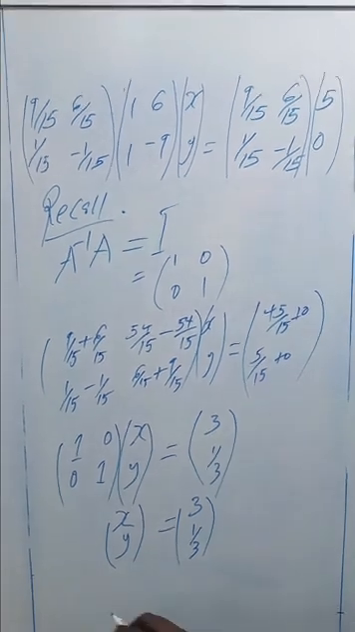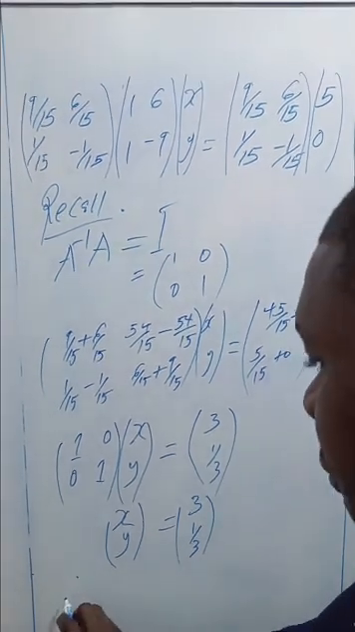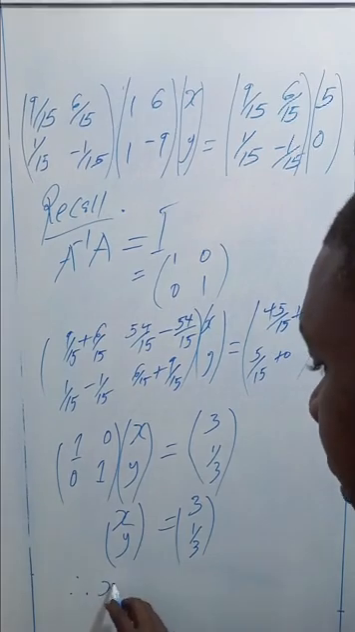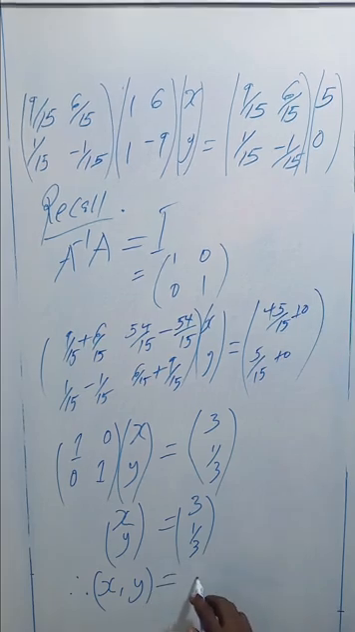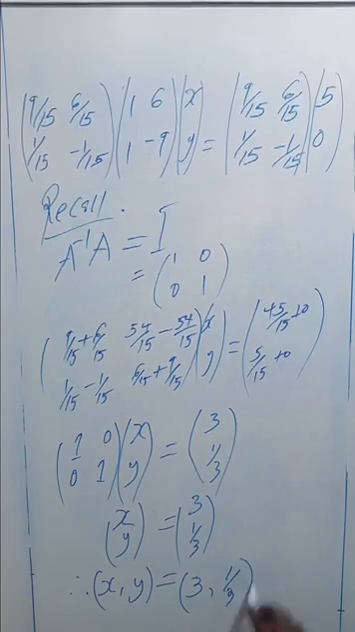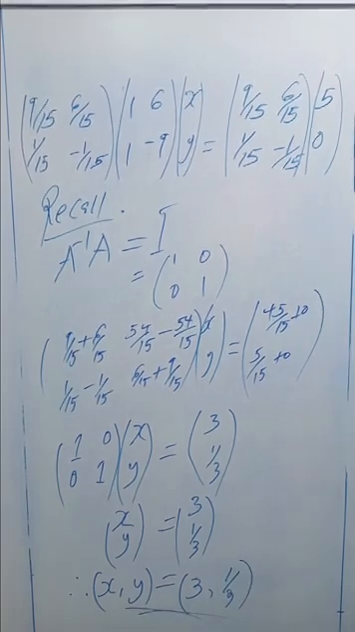So in conclusion, therefore, our x, y is equal to 3, 1 over 3. That's the answer.